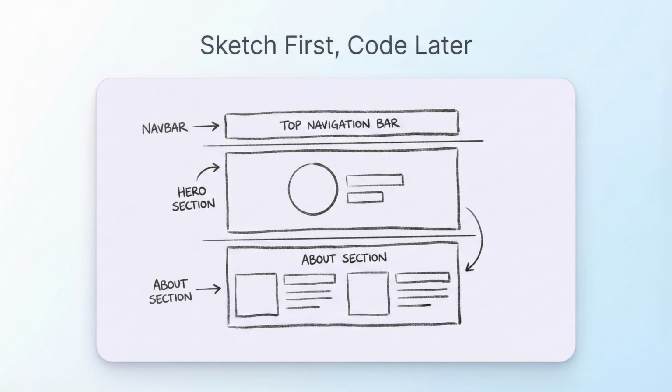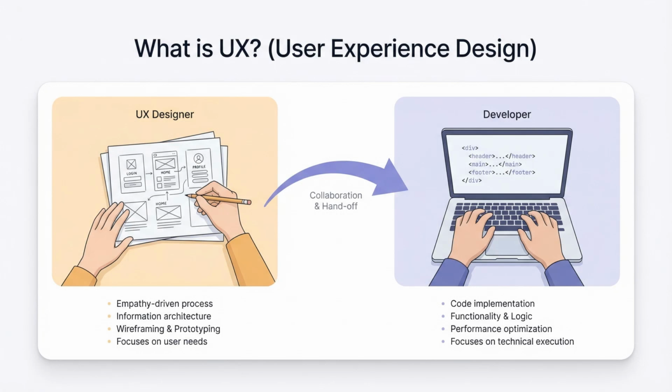The instructor sketches three main parts: the nav bar at the top, the hero section, which is the big first thing visitors see, and an about section below. Each of these has a specific name and a specific purpose, and knowing those names helps you communicate clearly when building or discussing designs. The instructor makes an important distinction here.